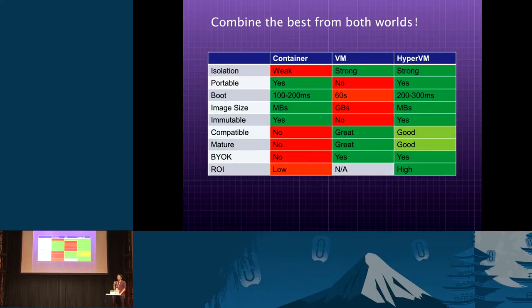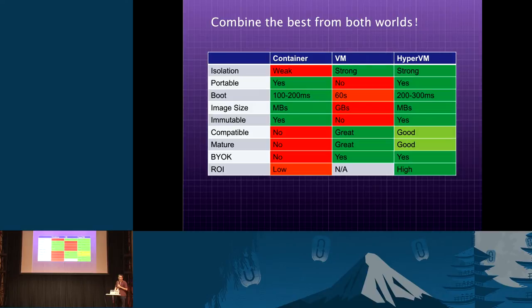For portability, Docker is portable. You can run a Docker image on any Linux distro. On the other hand, a VM is not really portable. You cannot use a KVM image on VMware, right? But with Hyper, because we support multiple hypervisors by using the Docker image, you can basically run Hyper with any hypervisor with the Docker image. It's truly portable. And boot performance: you can create a Linux container in something like 100 to 200 milliseconds. On the other hand, an EC2 instance probably boots in seconds, or in like 1 or 2 minutes. But Hyper allows you to achieve 200 to 300 milliseconds, which is really close to Linux containers.